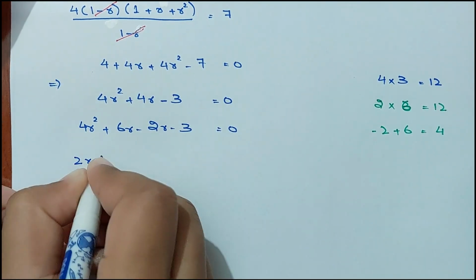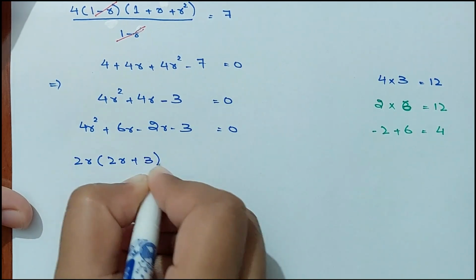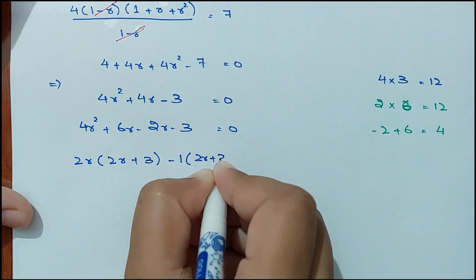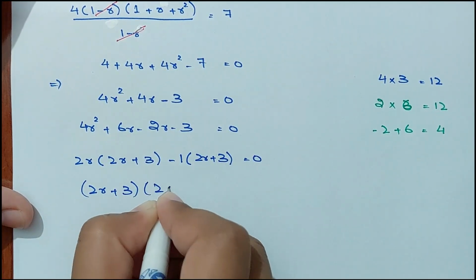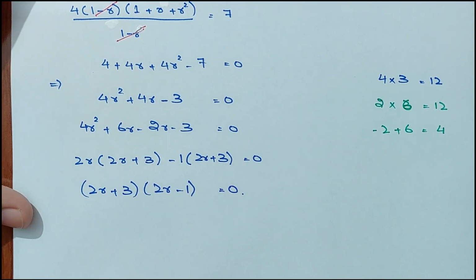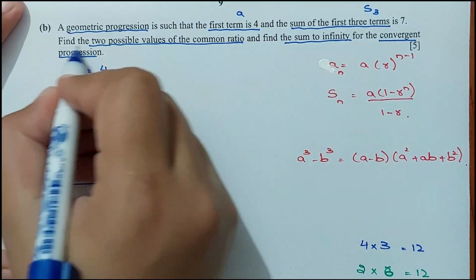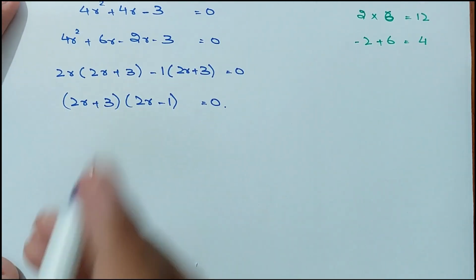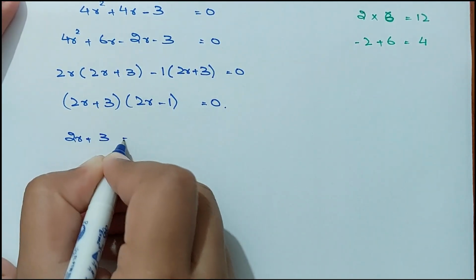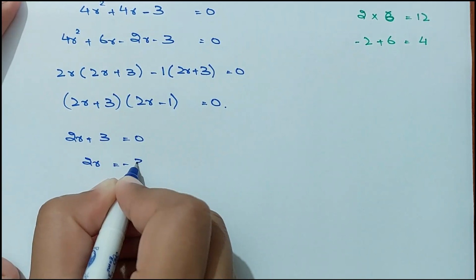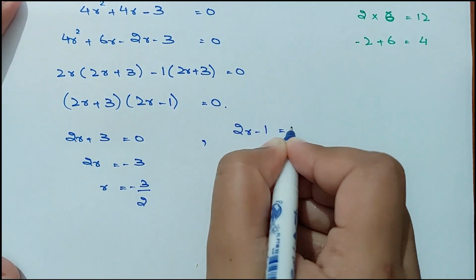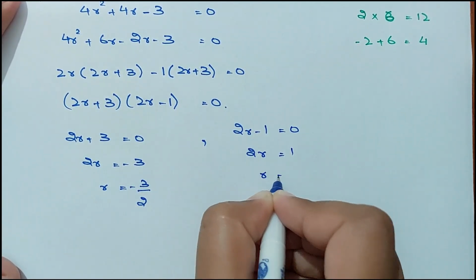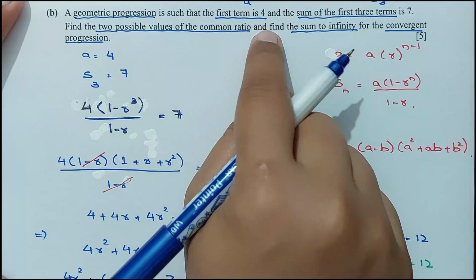Okay, so let me take 2r common. 2 times 2 is 4, 2 times 3 is 6, and negative 1 is common, so 2r plus 3 equals 0. So the factors are 2r plus 3 and 2r minus 1, equal to 0. Now we have to find the two possible values of r. They said two possible values of common ratio. First, 2r plus 3 equals 0, so 2r equals negative 3 and r equals minus 3 by 2. And the second, 2r minus 1 equals 0, so 2r equals 1 and r equals 1 by 2.